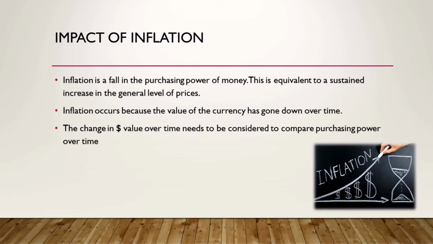So what is inflation? Inflation is a fall in the purchasing power of money. This is equivalent to a sustained increase in the general level of prices. Inflation occurs because the value of the currency has gone down over time. The change in money value over time needs to be considered to compare purchasing power over time.